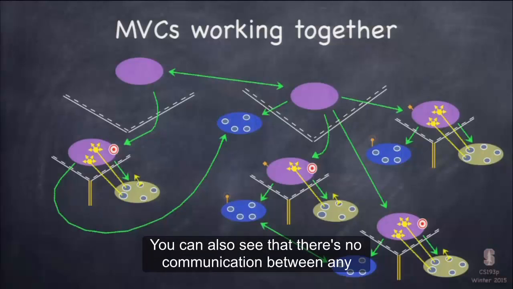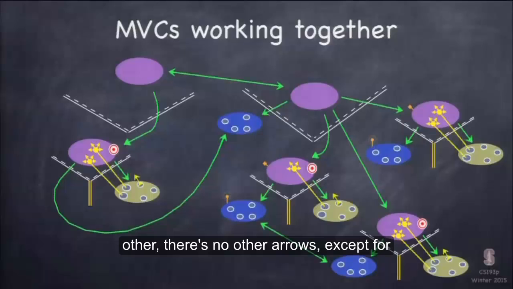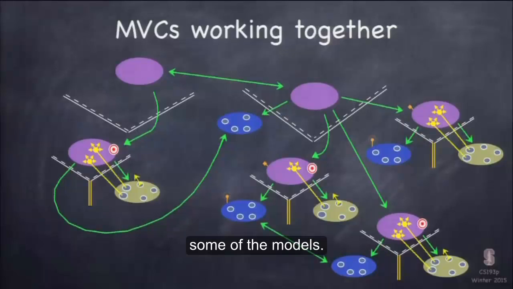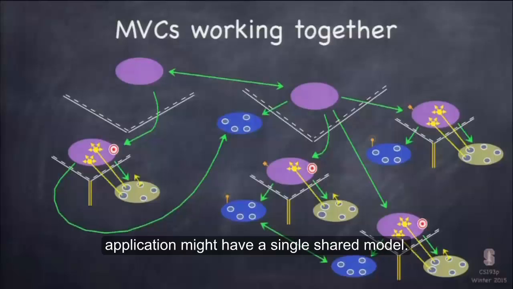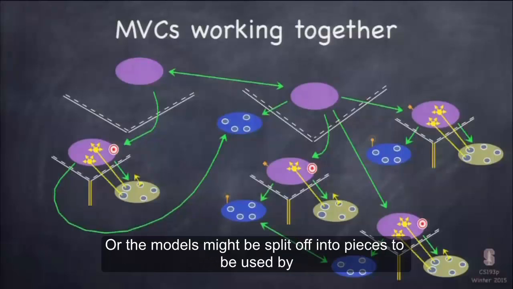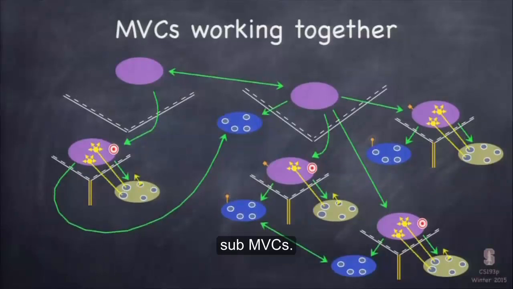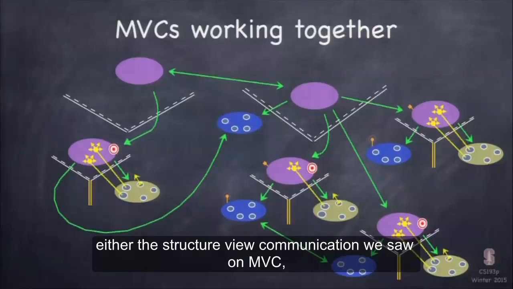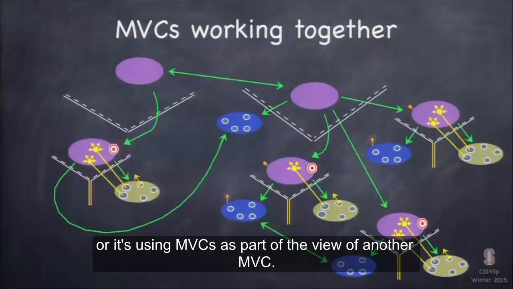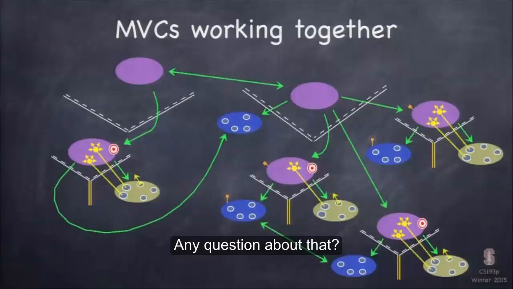You can also see that there are no other arrows except for some of the models. You see some of the models are communicating with each other. A big application might have a single shared model, or the models might be split off into pieces to be used by sub-MVCs. But that's the only kind of communication you have there. All other communication is either the structured view communication we saw in the MVC, or it's using MVCs as part of the view of another MVC.